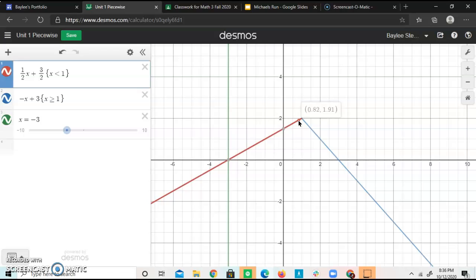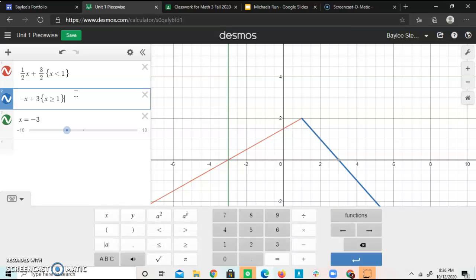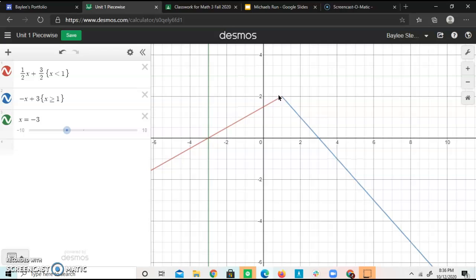And then it stops right at 0.99 because it is less than 1. And that is why it stops right there. And then for the blue line, what we have is again that negative x plus 3. So it's a downward line and our intercept would be 3.